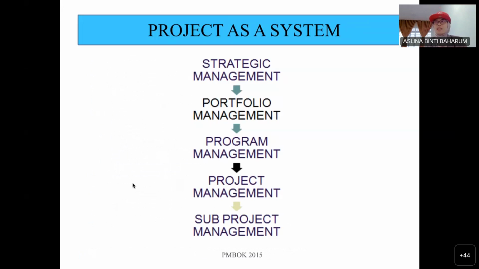Project is actually a kind of system. Okay. It has a flow, right? Strategic management, portfolio management, program management, project management, until sub project management. Okay, of course, for example in a company, at the top management, right? Top management should have the strategic management, what they are planning.